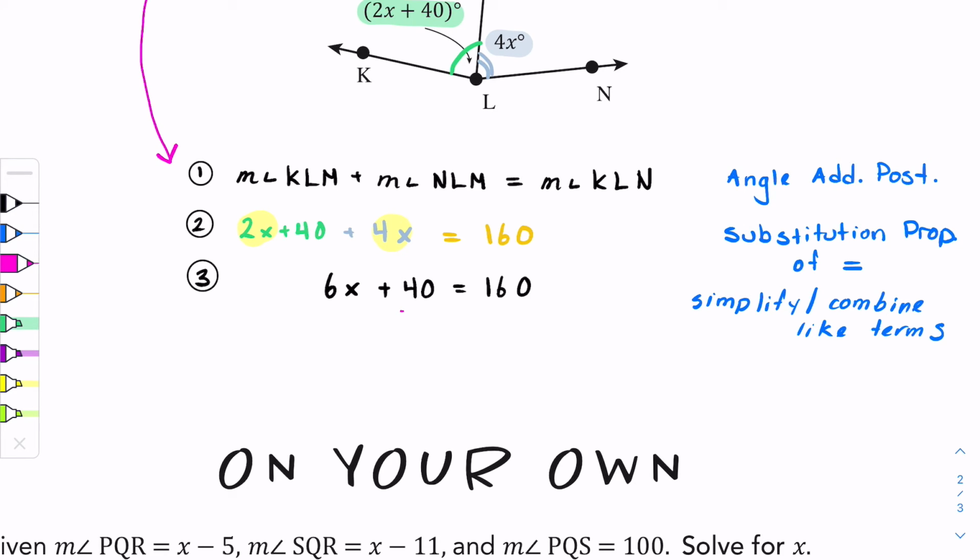Next, I am going to subtract 40 from both sides. Subtracting 40 from both sides gives me 6x is equal to 120. And in this step, I subtracted 40, so to get to that answer, I used the subtraction property of equality.